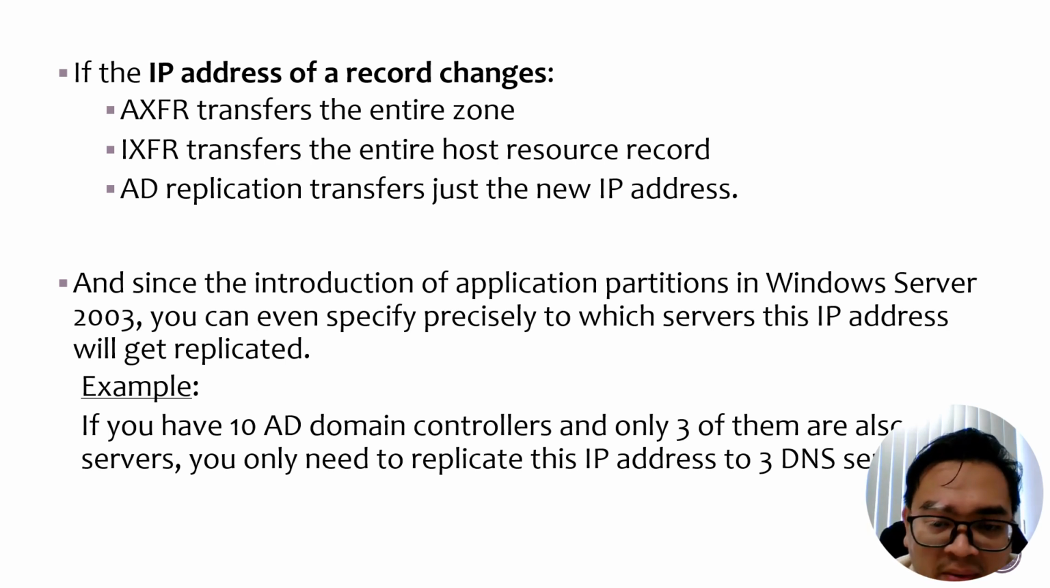Since the introduction of application partitions in Windows Server 2003, and now we use 2019, you can even specify precisely which servers get the replicated IP address. For example, if we have 10 AD domain controllers and only 3 of them are also DNS servers, you only need to replicate this to the DNS servers.